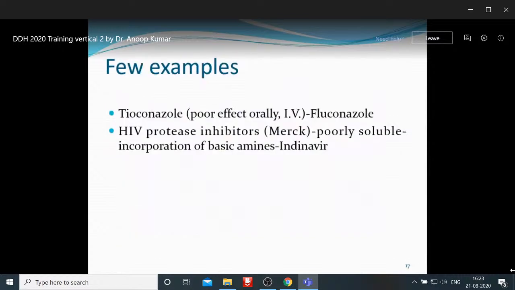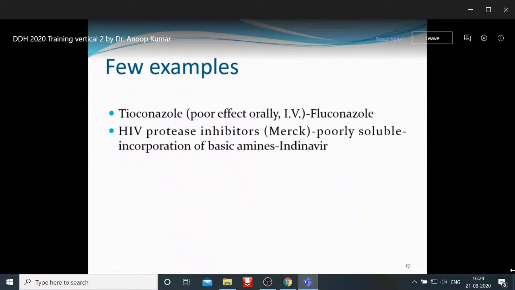There are a few examples where molecules were discovered earlier and it was then observed that they were not absorbed properly. So scientists made some modifications in the structures and discovered new molecules. A well-known example is tioconazole. This has a poor effect orally, so scientists modified this molecule to make it more absorbable orally, and that molecule is known as fluconazole. Merck initially developed HIV protease inhibitors that were poorly soluble and not able to cross the cell membranes. So they modified the moieties of these molecules and incorporated basic amines, and that drug is known as indinavir.